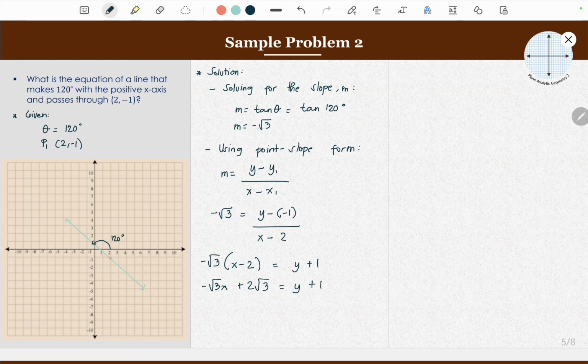So transposing, transferring this side of the equation to the left side in order to get the standard form of the equation, we have negative square root of 3x minus y plus 2 square root of 3 plus 1. So this is not plus 1, this is minus 1, because we have transposed positive 1, so it became negative 1, is equal to 0.